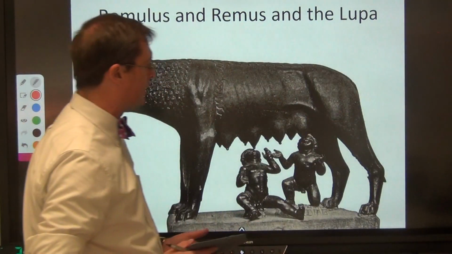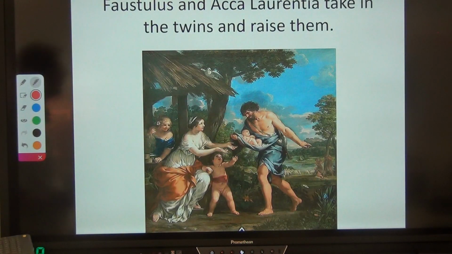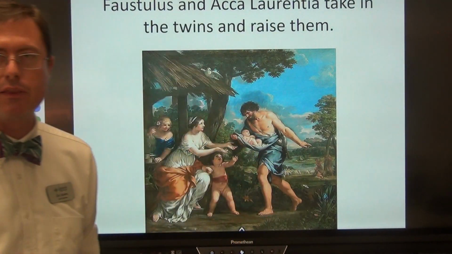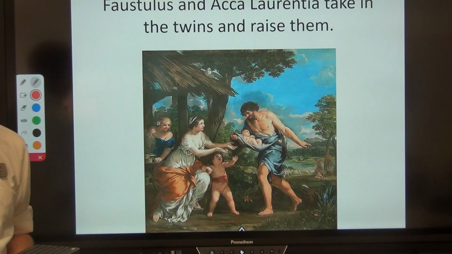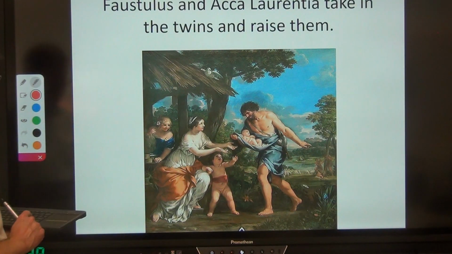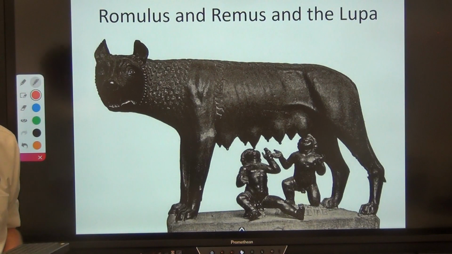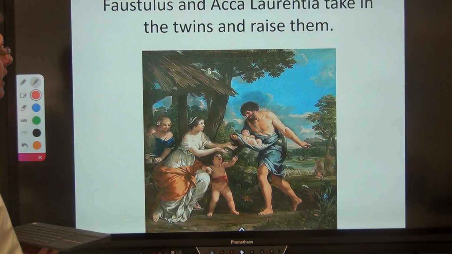The name of the shepherd that is going to find them and raise them is none other than Faustulus and his wife Occularentia. Now, there are many historians in ancient Rome, particularly the historian Livy, who suggest that a she-wolf is not really a she-wolf, that lupa was a term for a woman of ill repute, a prostitute as it were, and that it was the prostitute Occularentia that had raised them.